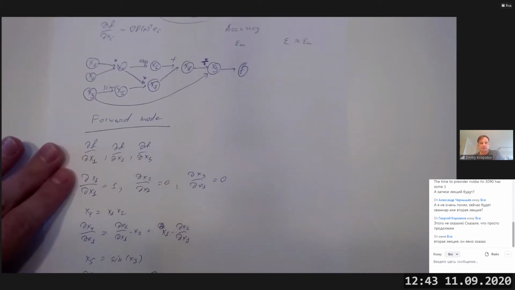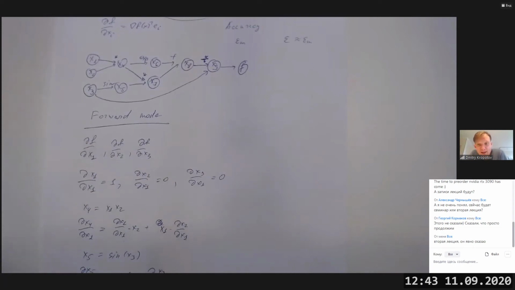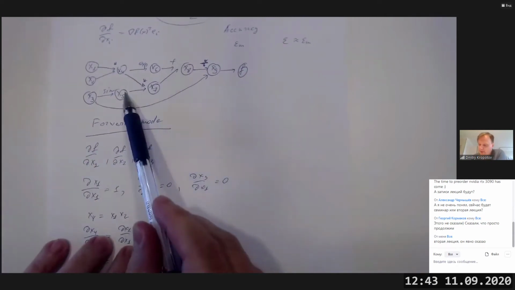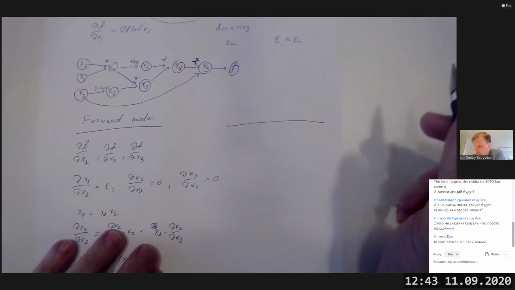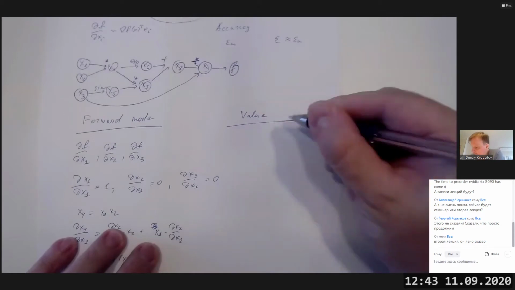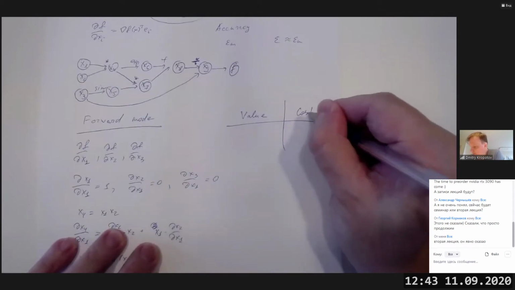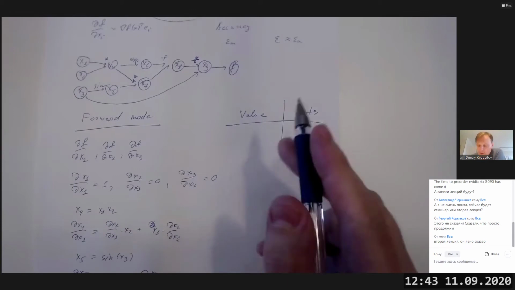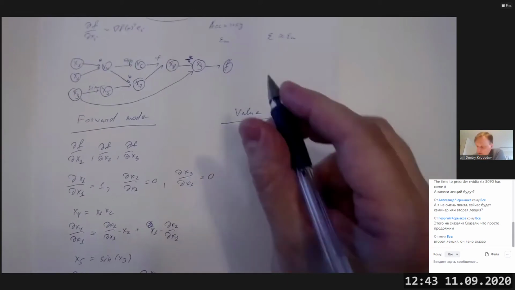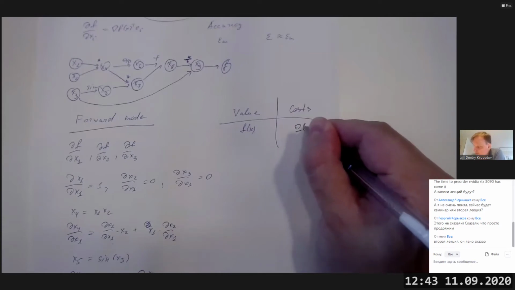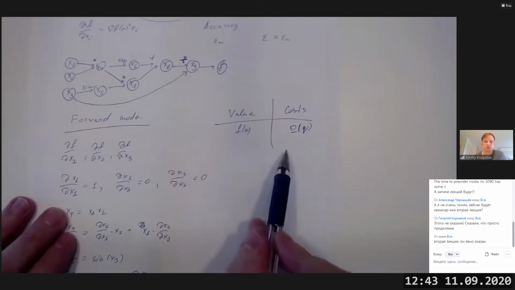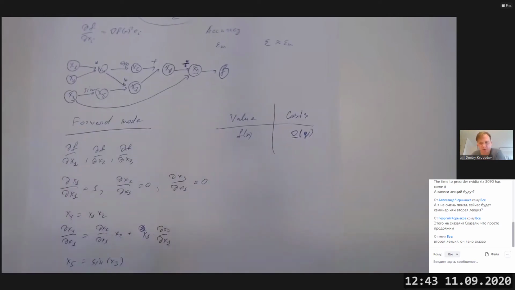What about the computational complexity of this way of calculating the derivative? So suppose that the calculation of our function at some point x costs us big O of q. This q is just one forward propagation through this graph.